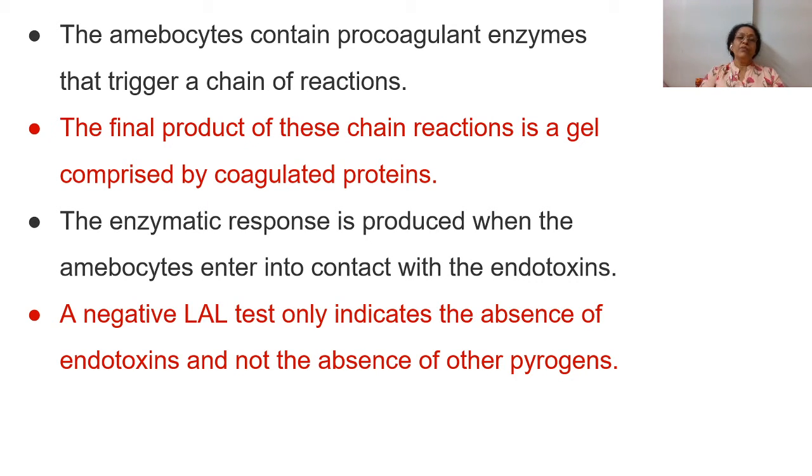Here, these amoebocytes contain procoagulant enzymes. The basis of this reaction is these procoagulant enzymes that trigger a chain of reactions. The final product of this chain reaction is a gel comprised of coagulated proteins. The enzymatic response is produced when the amoebocytes come into contact with the endotoxins. And here the test is now positive, where there is coagulation of the hemolymph by the endotoxins.